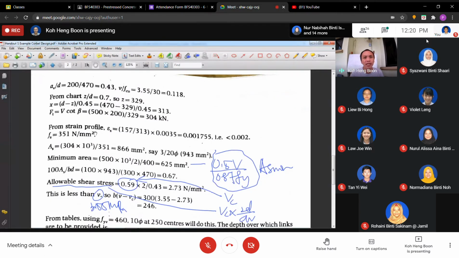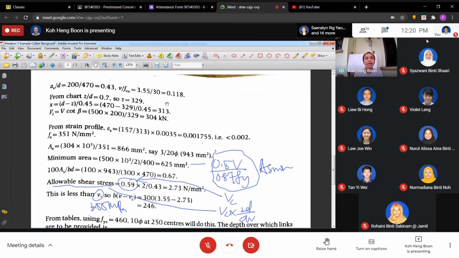So Z over D we know. D is 470. From here, we get Z over D equal to 0.7, so Z equal to 329.